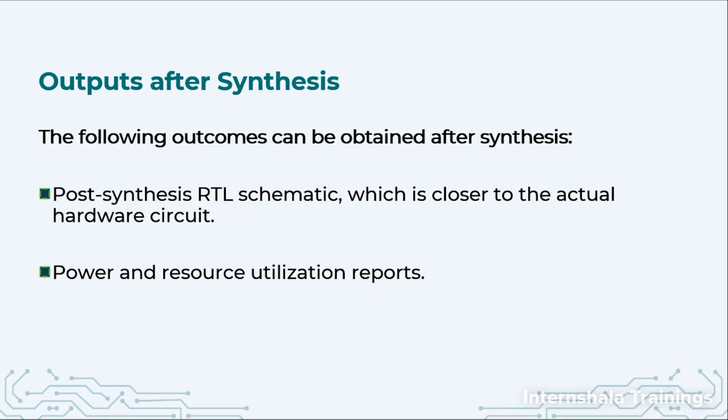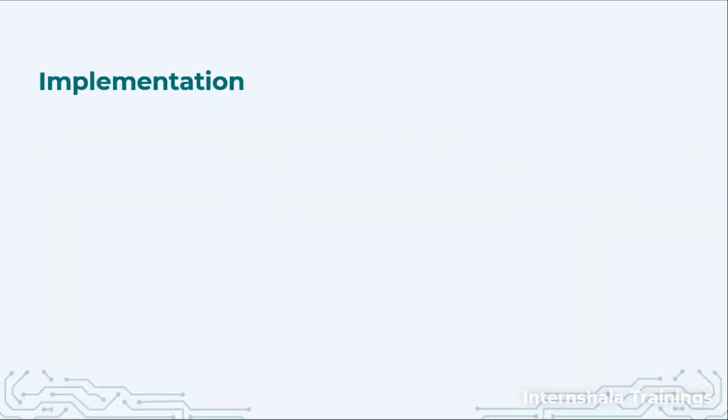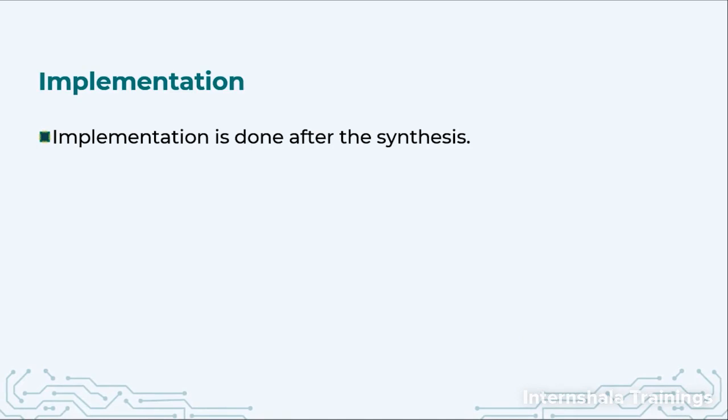The power report will tell us that this circuit is going to consume approximately this much power, and resource utilization tells us that out of 100 or 1000 or millions of resources available on your FPGA, how many of those are being used. The next process is implementation.